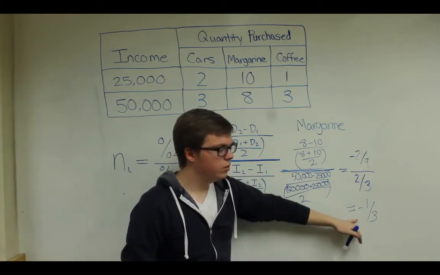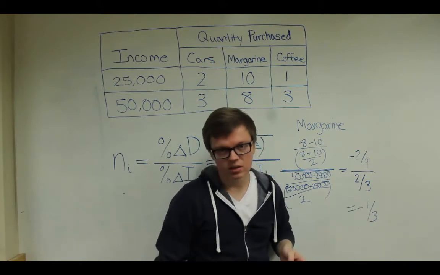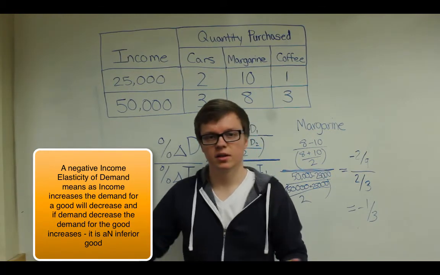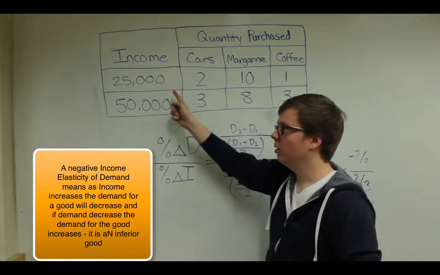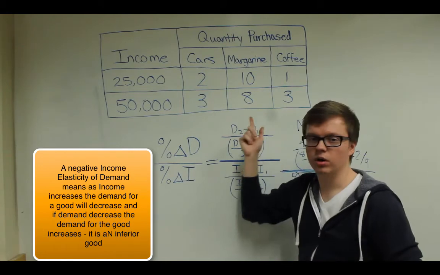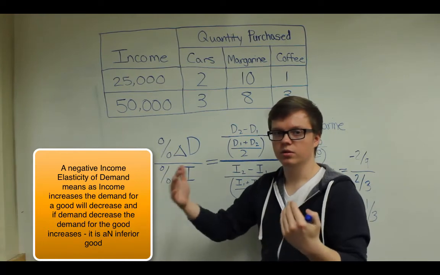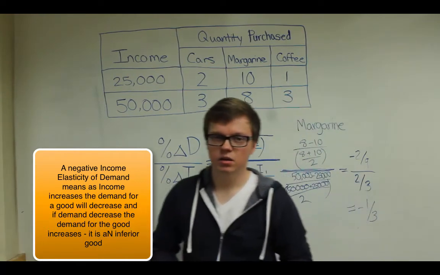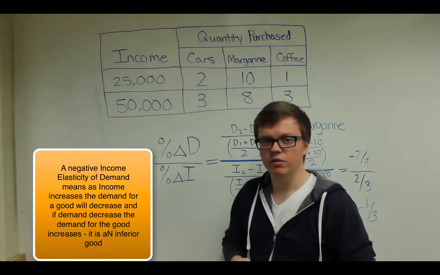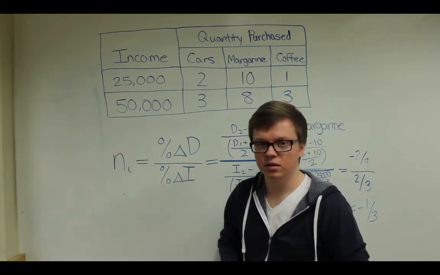And there are a few important things you can notice about the number. First of all, it's negative, and what that tells you is that as income increases, demand for the product actually decreases. And you can just see that in the table. Income goes up, and at the same time the quantity purchased goes down for margarine. And in economics we call that an inferior good, where your income goes up but your demand goes down. And then the magnitude of the number, the 1/3, tells you that demand is not very sensitive to income, and we call that inelastic.